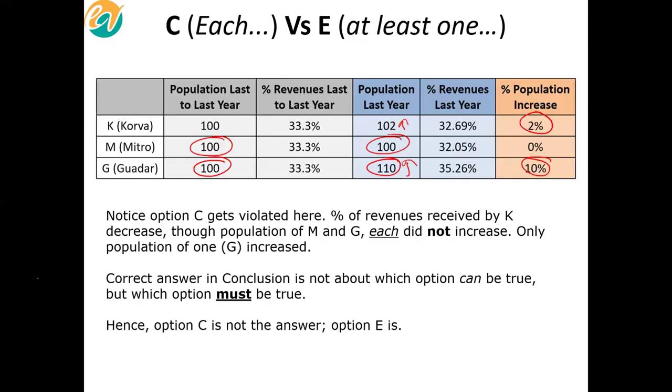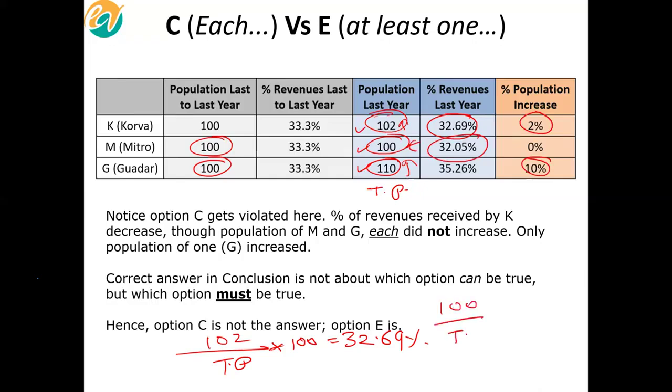All right. Now, this being the case, can you tell me, by the way, how did I arrive at 32.69%? That would be Korva's population divided by total population, right? Total population, which would be 102 plus 100 plus 110, correct? So divided by total population into 100, that would give me 32.69%. Similarly, how did I arrive at 32.05, by the way?